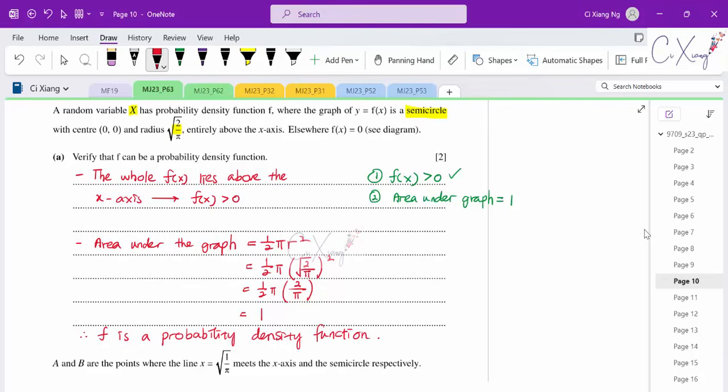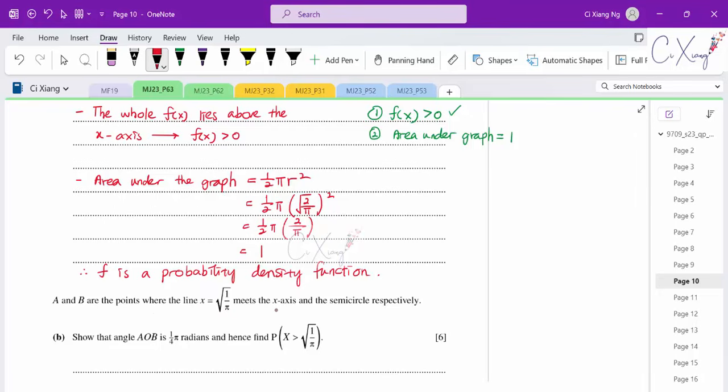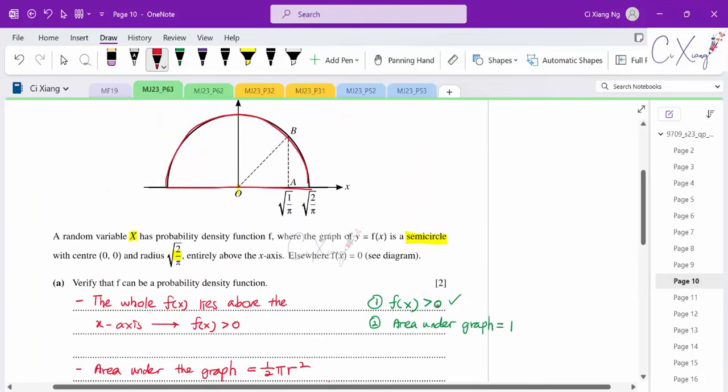Okay, so this is what we have for part A. And then now let's proceed to part number B. For part number B, they are saying that A and B are the point where the line x equals square root 1 over pi meets the x-axis and the semicircle respectively. So you can have a look here.